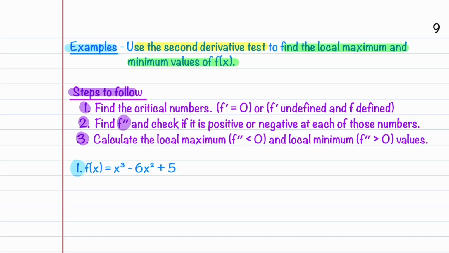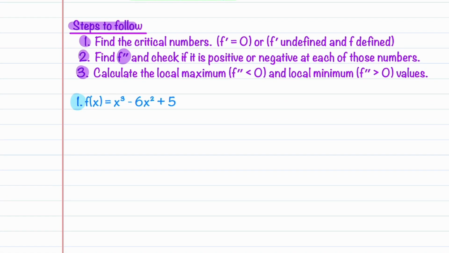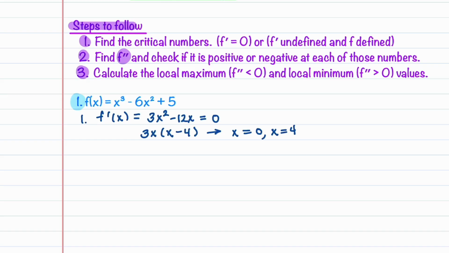The first function that we're given is a polynomial, and its f of x is equal to x cubed minus 6x squared plus 5. Our first step is to find our critical numbers. So we're going to take the derivative. F prime of x is 3x squared minus 12x. We are going to set this equal to 0. We can factor out a 3x, and we're left with x minus 4. So this gives us that x is equal to 0 and x is equal to 4.